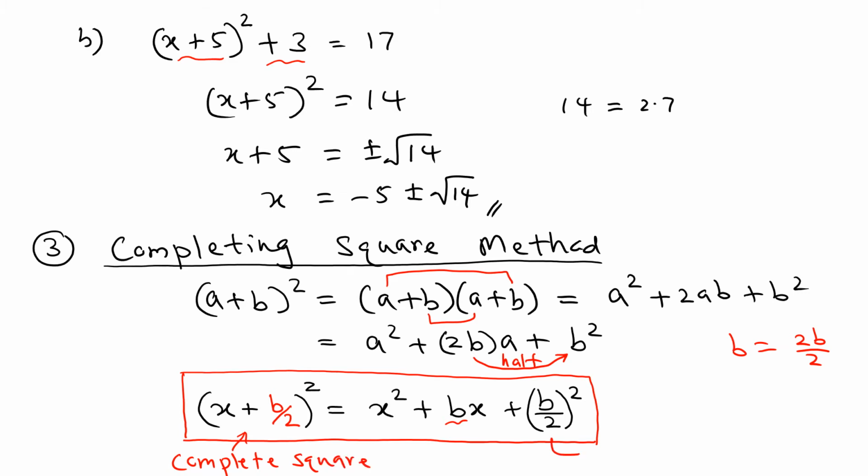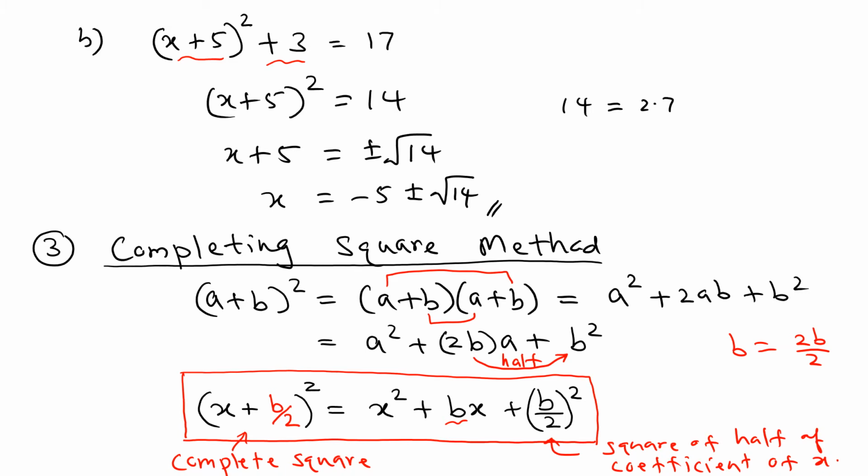And then this special term here is the square of half of the coefficient of x. That means the number in front of x is the coefficient of x. That's always the case, because this is the formula we can use. You take half of the coefficient of x and square it, and that is the special term that we can add to make the left hand side a complete square. And then what goes inside is always half b.